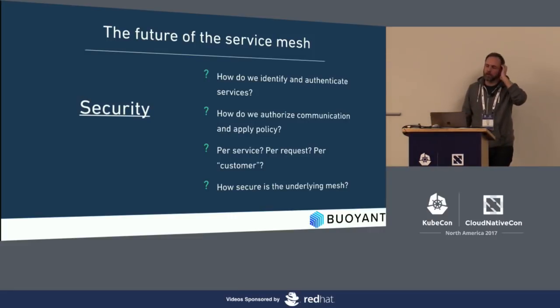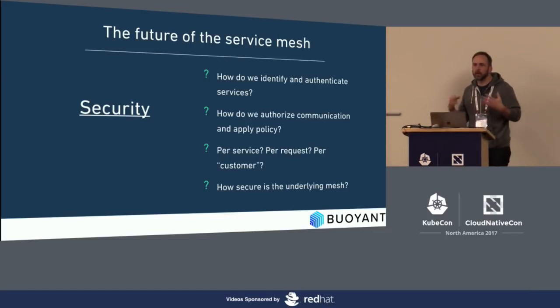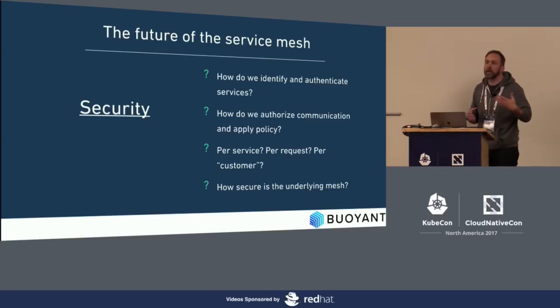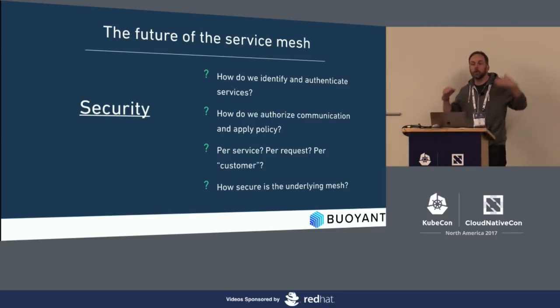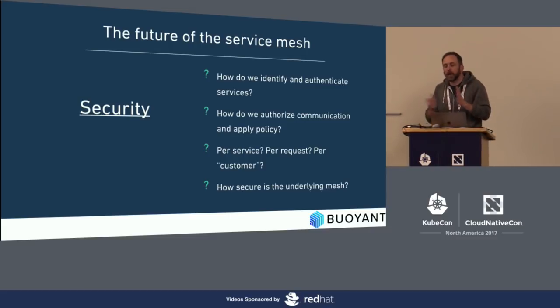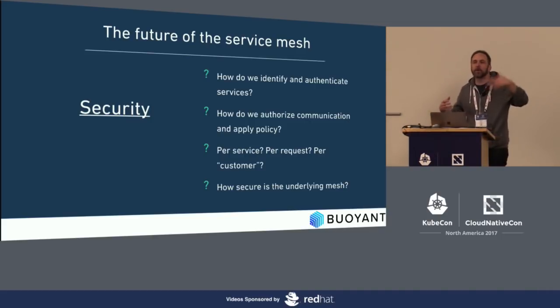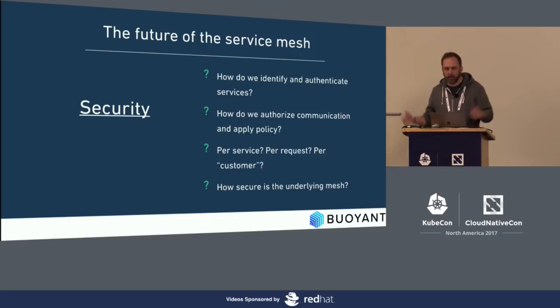I think security is a pretty interesting topic. This is certainly one that comes up a whole lot for us as people are moving into these cloud native environments. You want to do things like isolation of services. You want to have policy on top of which services can talk to which other services, which calls they are allowed to make. How do we know whether a service is who it claims it is, and how do we apply policy on top of that? At what layer are we doing this? Is this per service, is it per request, or do we have this notion of customers or tenants, because we're running on a multi-tenant application?